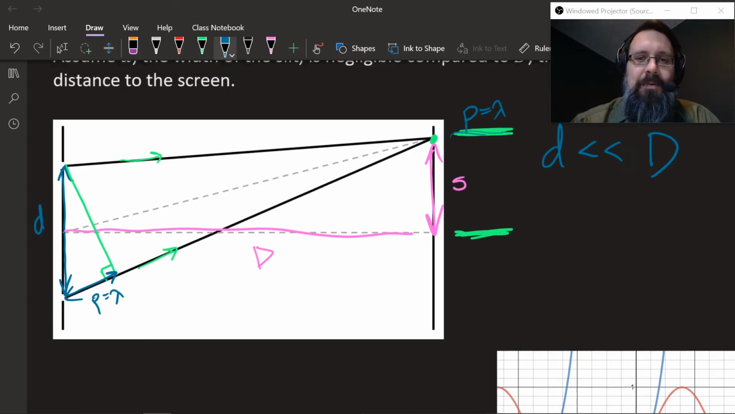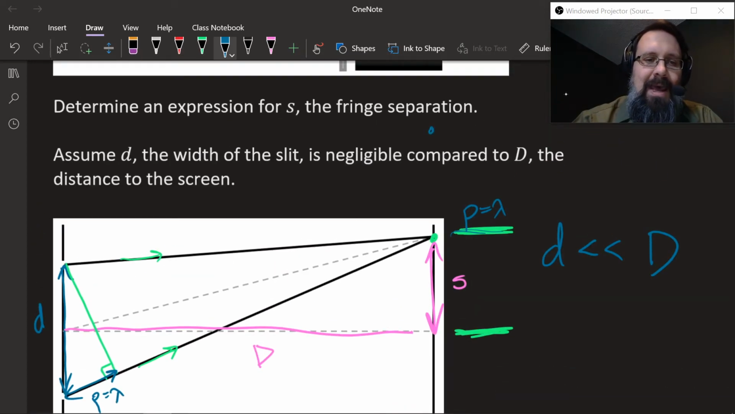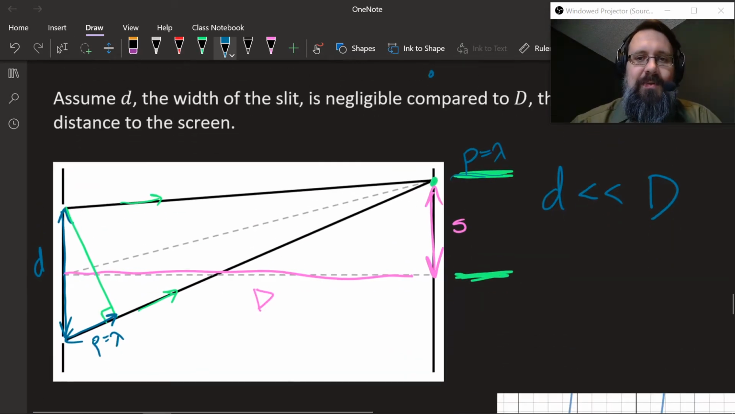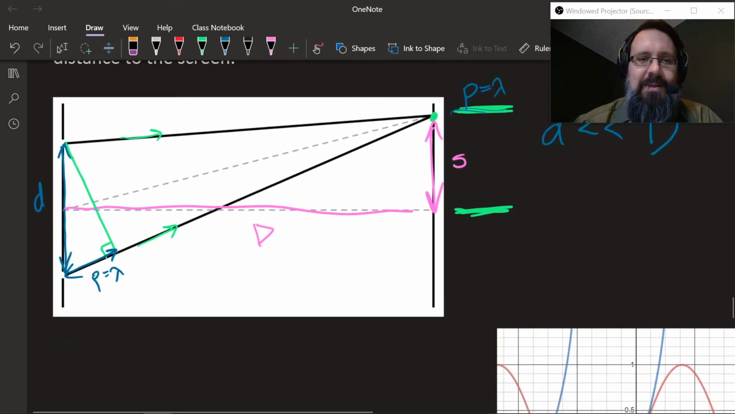Now, if I move this up to the next one up, then that extra distance would increase to 2 lambdas. But we're just looking at the first fringe.